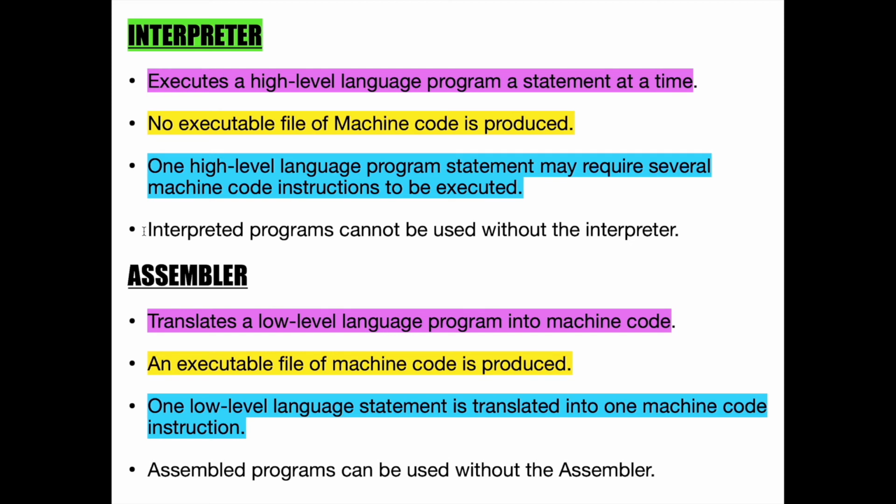The last type of translator is the assembler. An assembler translates a low-level language program into machine code. At the end of this translating process, an executable file of machine code is produced. One low-level language statement is translated into one machine code instruction. Assembled programs can be used without the assembler. Well, this is a thorough explanation about the three types of translators.